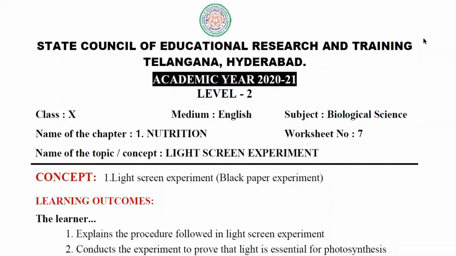So now another most important experiment, the light screen experiment. It is also called the black paper experiment, because we use black paper to conduct this experiment. It is also called Ganong's light screen experiment, because this experiment was first conducted by the scientist Ganong. Hence, this experiment is known as Ganong's light screen experiment.